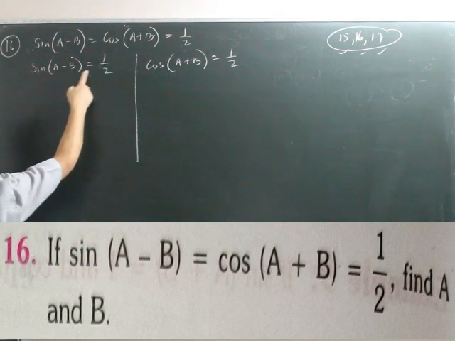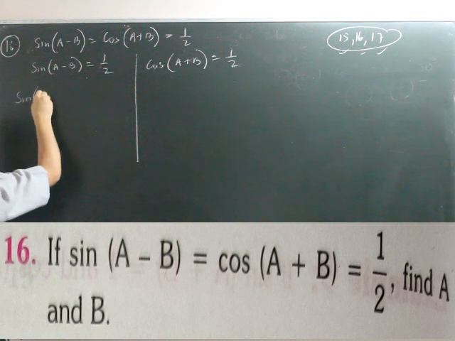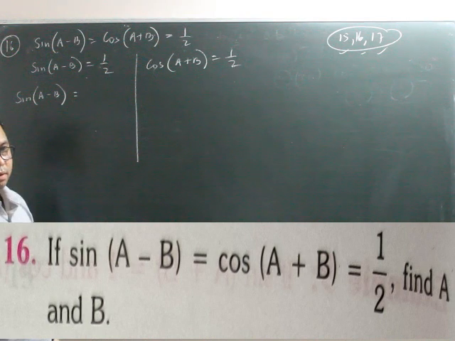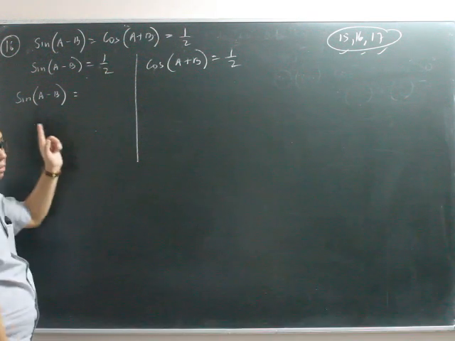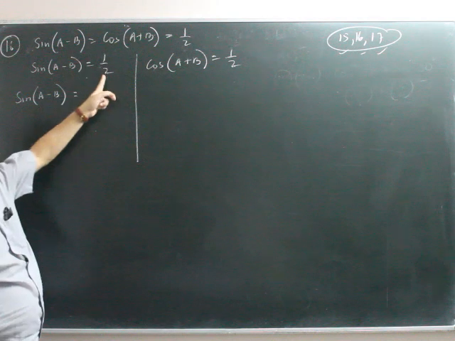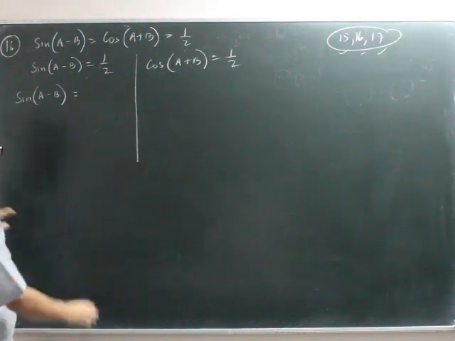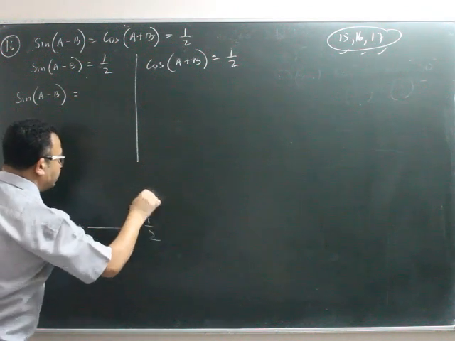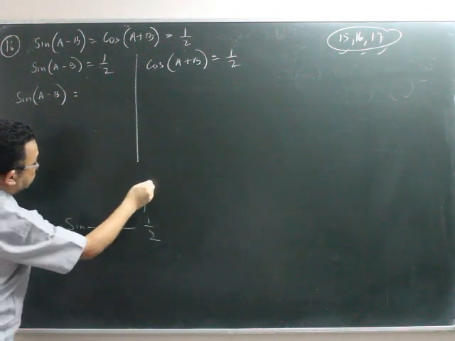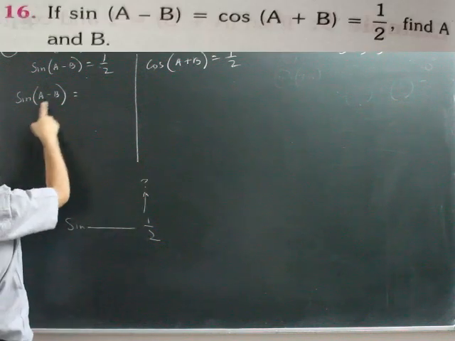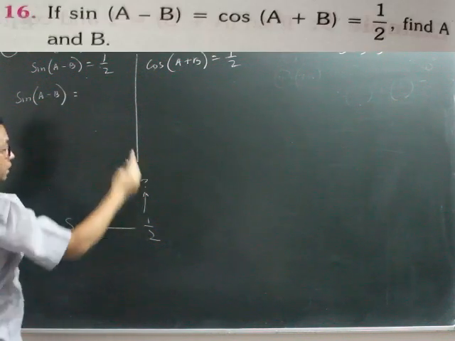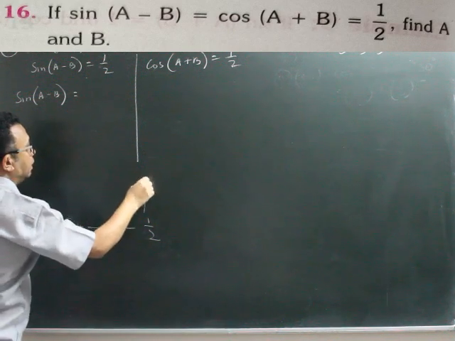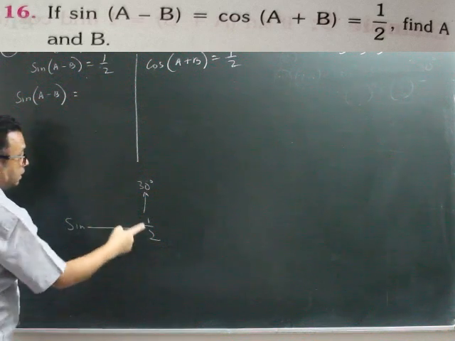Somehow I have to cancel this sine because I have to get the values of A and B. So how to cancel this sine? To cancel out the sine, if on the left hand side sine is there, on the right hand side I also have to write sine. Now see which angle has a sine value of half. In the table, the angle is 30 degrees. That means sine 30 is half. So instead of writing half, I'll write sine 30. Don't forget, sine 30 value is half.